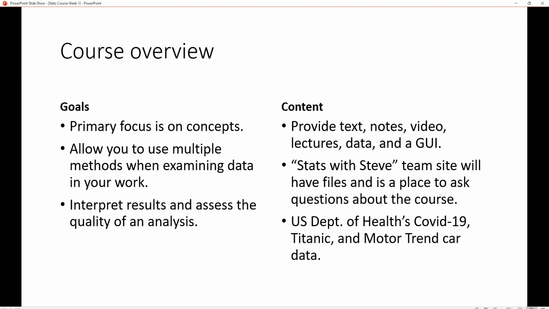The Stats with Steve team site will have files and is a place to ask questions about the course. And for our data examples, we use the U.S. Department of Health's COVID-19, the Titanic, and motor trend car data sets.